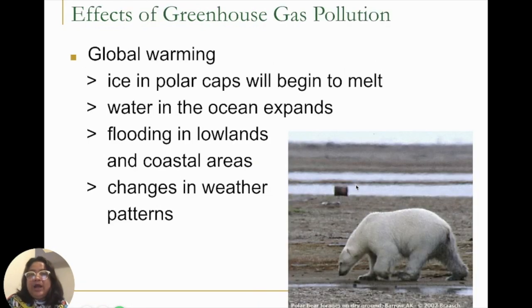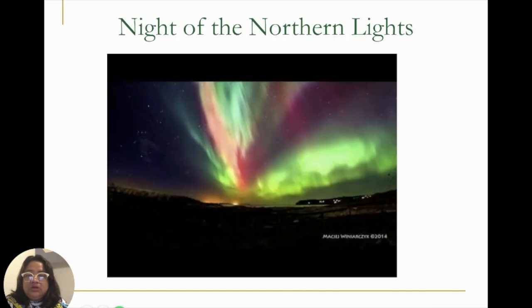The effects of greenhouse gas pollution: global warming, and ice and polar caps will begin to melt. Imagine the poor polar bears if they don't have those polar caps anymore. Water in the ocean expands. There is flooding in lowlands and coastal areas, and changes in weather patterns.